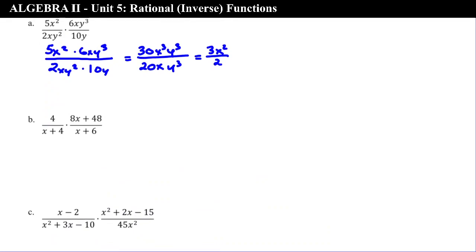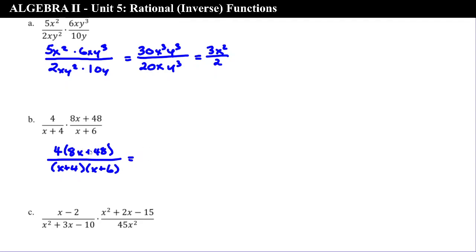Let's move on to B. So we're going to multiply the tops. We're going to multiply the bottoms. And again, you're not going to distribute. You're just going to leave each term as it is.